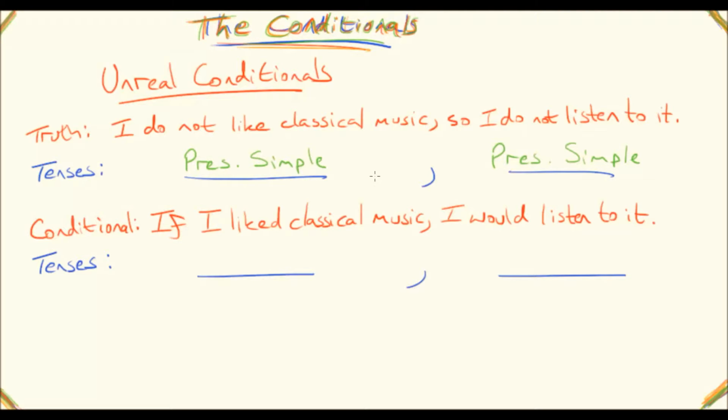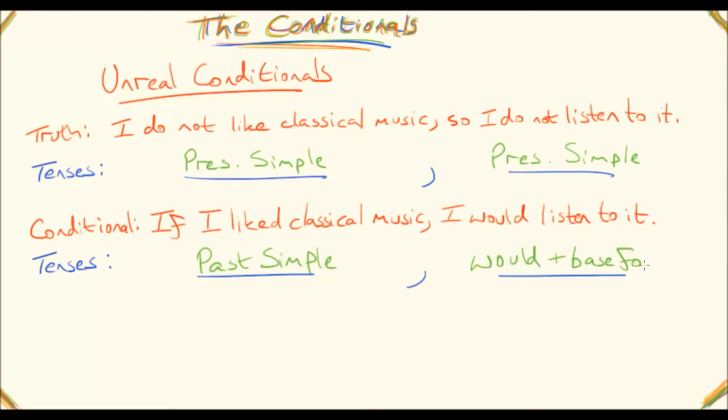So I'll give you the answers here for the conditional. If I liked classical music, I would listen to it. What tenses do we have involved here? Well, if I liked classical music, we've now got past simple. And then we've got would plus, well, let's alter things a little bit. It's not even would plus present. It's just would plus a base form.